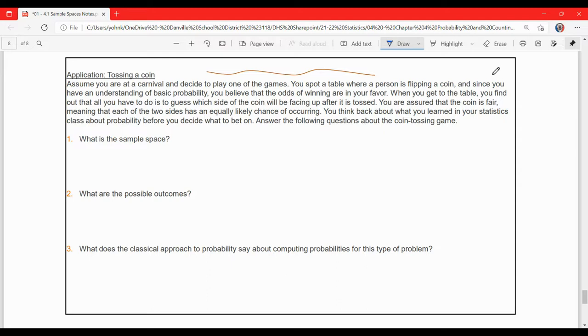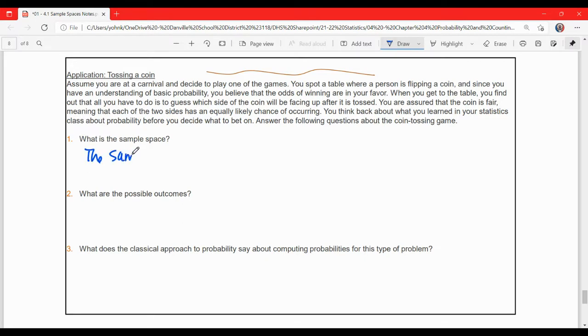of occurring. You think back about what you learned in your statistics class, hint, hint, about probability before you decide what to bet on. Answer the following questions about the coin tossing game. Number one, what is the sample space? Remember, the sample space is just a list of all possible outcomes.